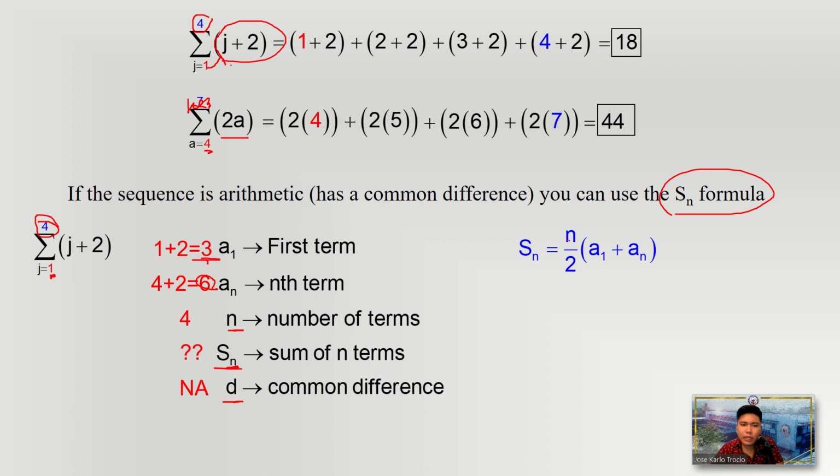n over 2. n is how many? 4. How to find the n? Again, 1 to 4, four terms. How about 4 to 1000? The interval, you do not just subtract, but you subtract and then add 1. So you have 4 over 2. a sub 1 is 3. Last term is 6. Therefore, the sum is 18.